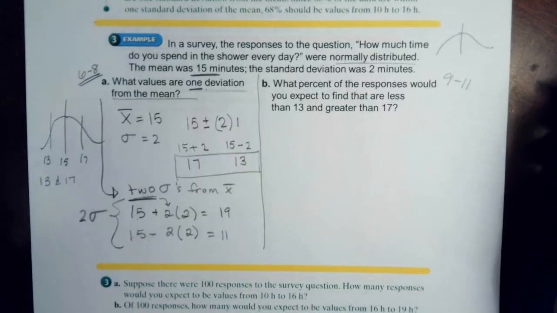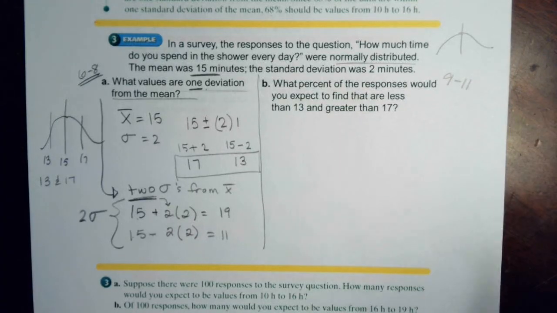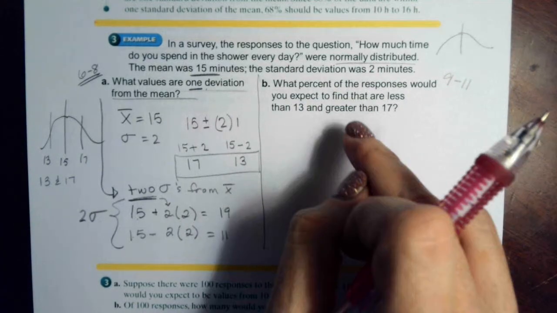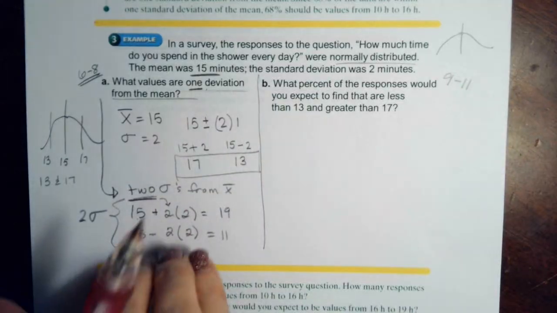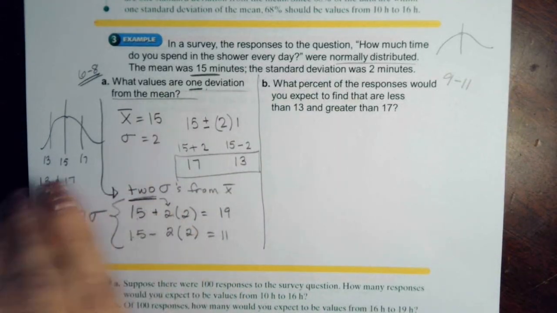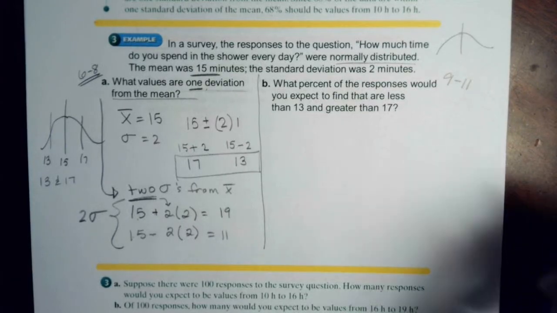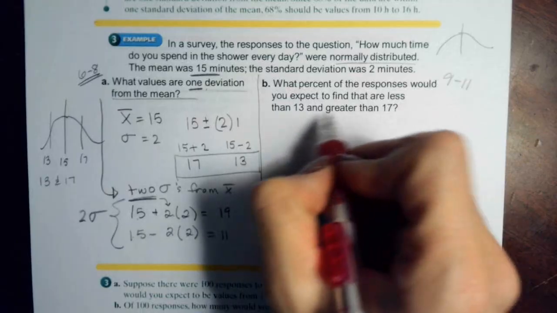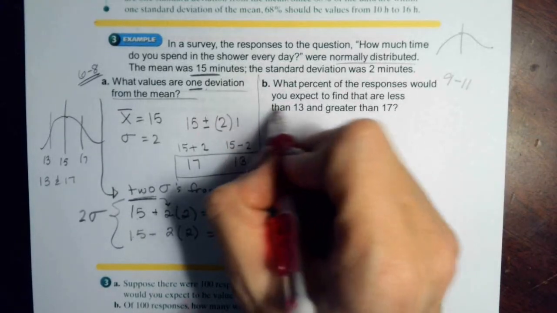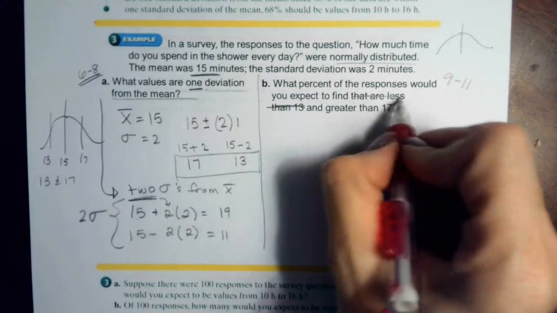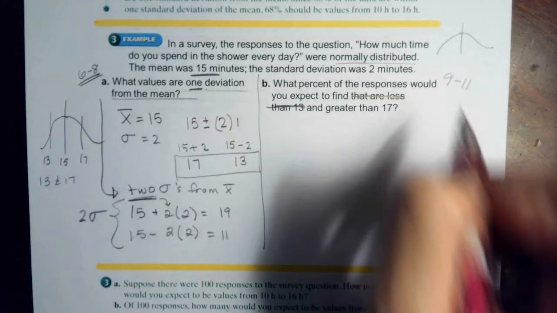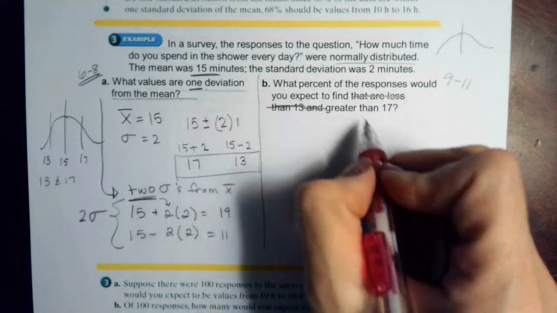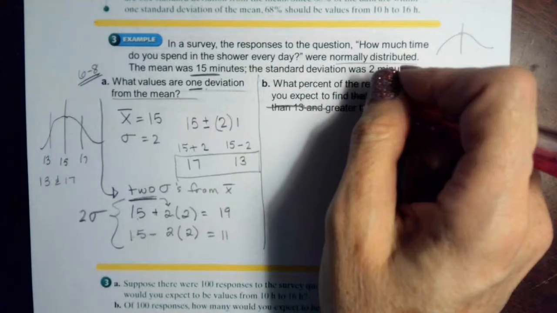Part B. What percent of the responses would you expect to find that are less than 13 but greater than 17? Okay, so I personally need to draw a picture when I do this. Now, I know that this answer is over here, kind of, sort of, to some extent. Let's say we have just to find what percent of the responses would you expect to find that are greater than 17?